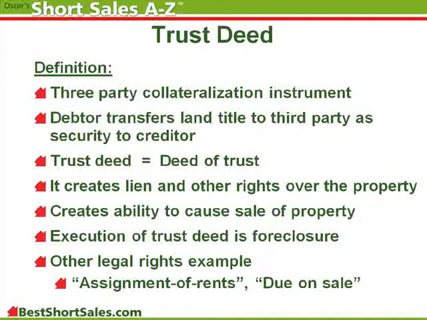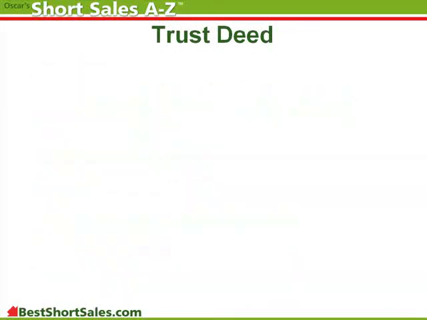An example of other legal rights is the assignment of rents. This clause, which is included in most trust deeds, allows the lender, in case of default, to collect rents from tenants. Another good example is due on sale. This clause allows the creditor to demand full payment as soon as the property is sold.